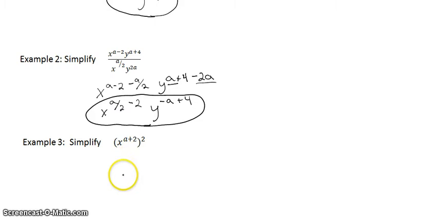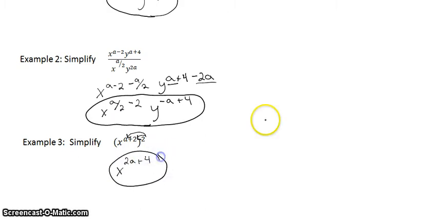Okay, and then in this next example, we're just using the power rule. So we'll simply multiply the 2 to both the a and the 2 exponent of the x. So it would be x to the 2a plus 4, and then that would be our answer.